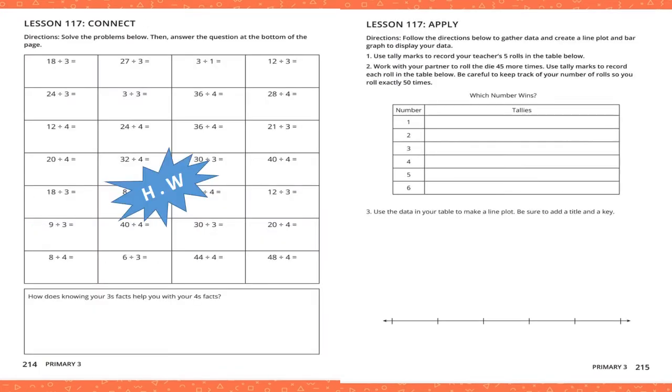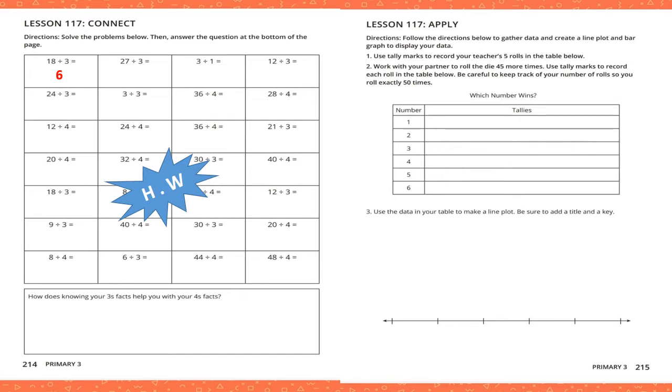Open Math Book, page 214. Lesson 117. Connect. Direction: solve the problem below, then answer the question at the bottom of the page. Number 1 here, 18 divided by 3. 3 times what equals 18? 3 times 6 equals 18. So the answer will be 6.